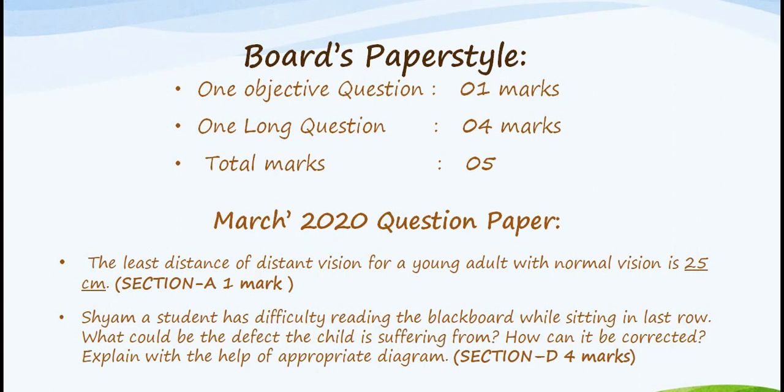Another 4 mark question was related to defects. Shyam, a student, has difficulty reading the blackboard while sitting in the last row. What could be the defect the child is suffering from? Probably some students also can face the same problem. So if in real life you are suffering from this, it can also be corrected. So how can it be corrected was the question, and explain the correction and problem with the help of appropriate diagram. So this was of 4 marks. This is a very important information regarding this chapter.